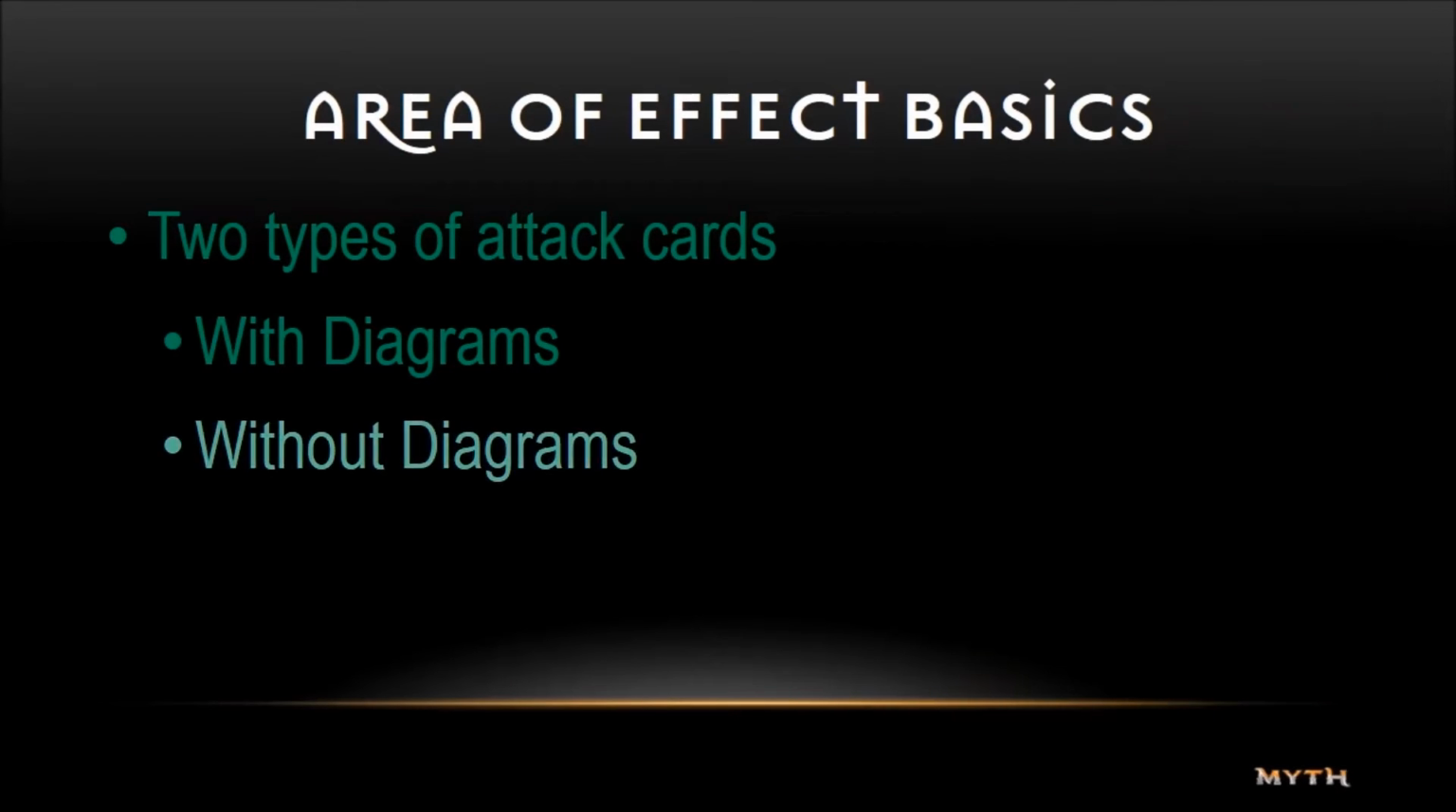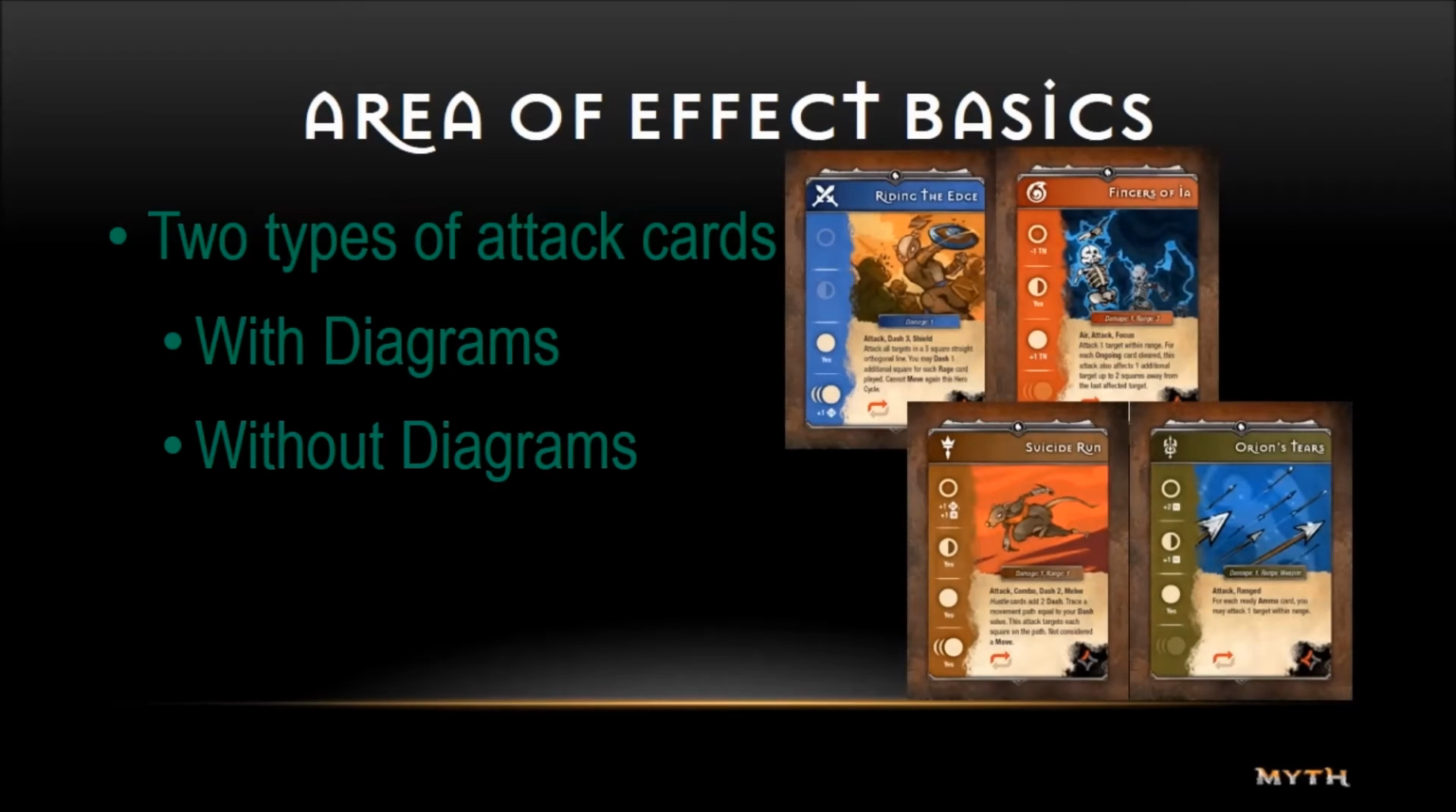That leaves us with the other set of area effect cards, which I call cards without diagrams. And these particular cards are fairly well defined right on the text of the attack itself. So, Riptide Edge: attack all targets in a 3-square straight orthogonal line. Suicide Run: trace a movement path equal to your dash value. This attack targets each square on the path. Again, I think these are fairly straightforward. So we've got these two types of attack cards, with and without diagrams.